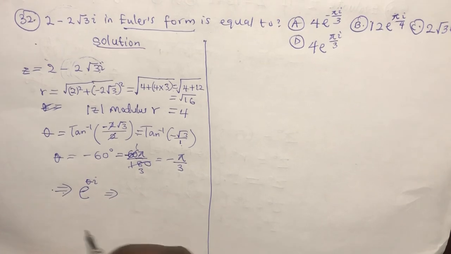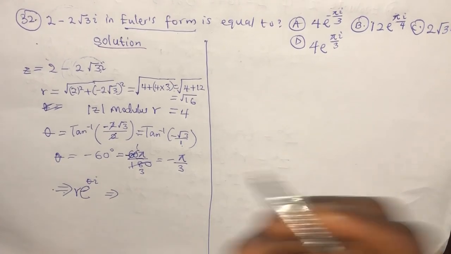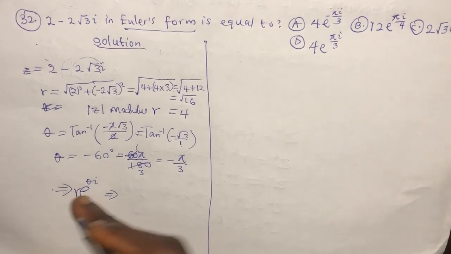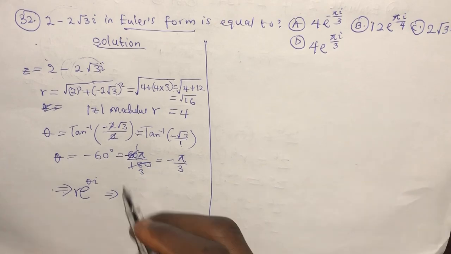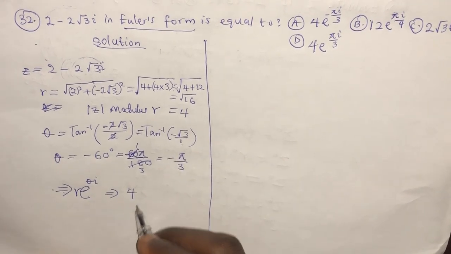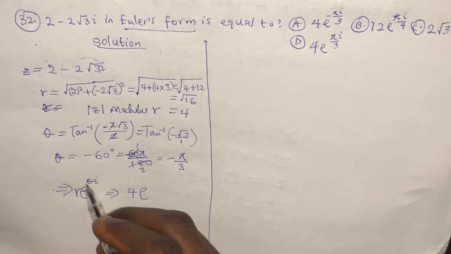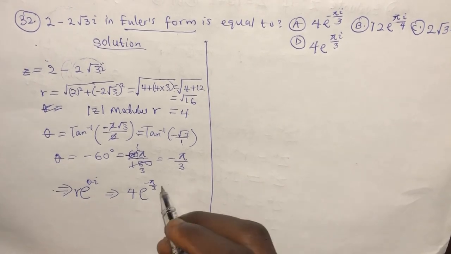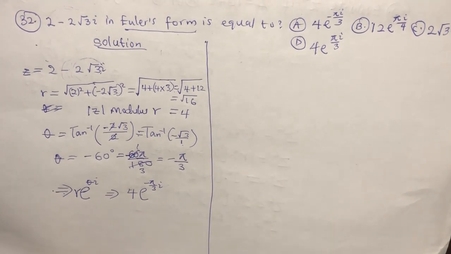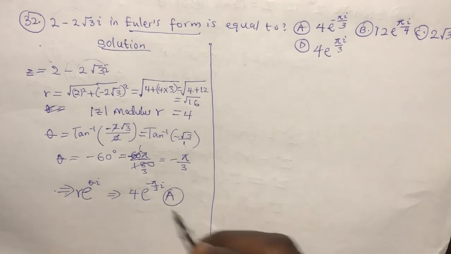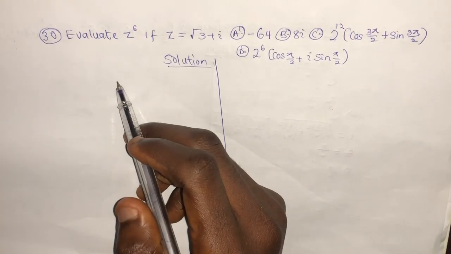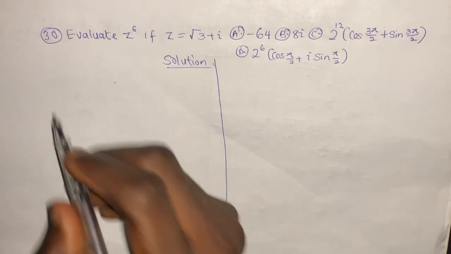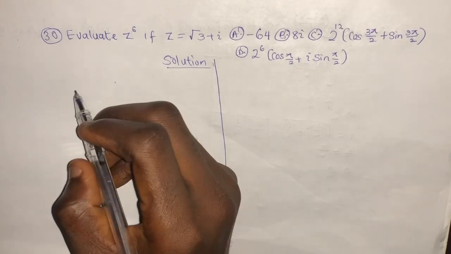So you have gotten your answer actually, but don't forget this r here. Okay, let's attach r by the side. So the r is what? 4 e. Then what is our argument? We've gotten it, minus pi over 3. Then attach your i. So which one is the right answer? Option A. Okay, so now here comes the confirmation with De Moivre's theorem.